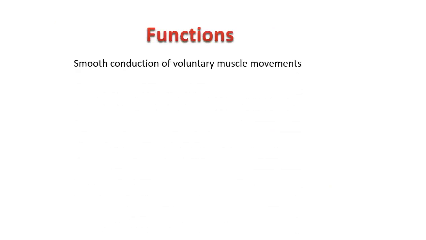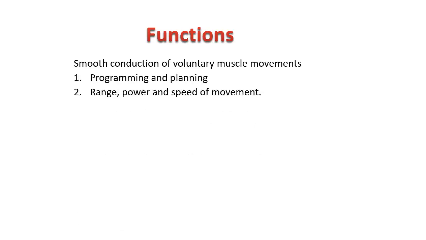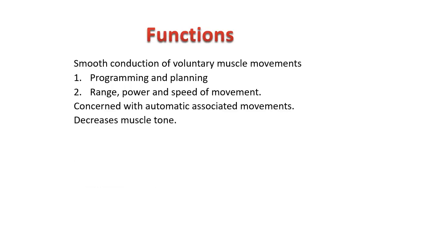So mainly functions, as I told you, smooth coordination of the voluntary muscle movements. So programming and planning of the voluntary muscle movement. So it decides the range, power and speed of the individual muscle, how it has to be performed. So it is concerned with automatic associated movements. Example, when you walk, you actually swing your limbs, no? So that is called automatic associated movements. And maintenance of erect posture, then it decreases or maintains the muscle tone.